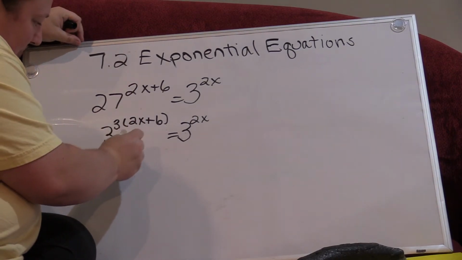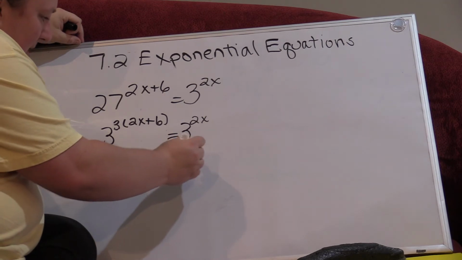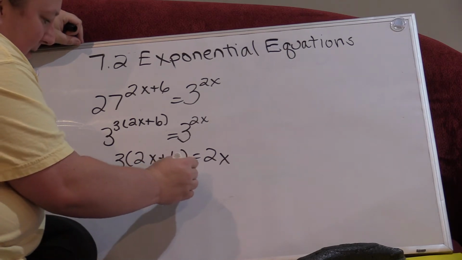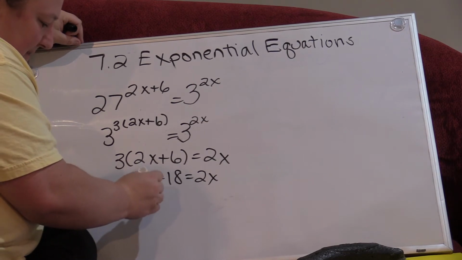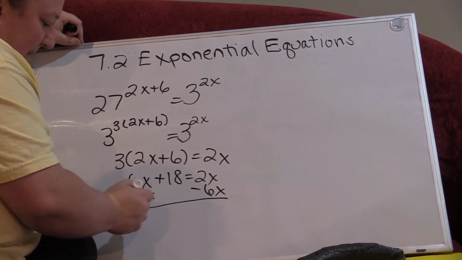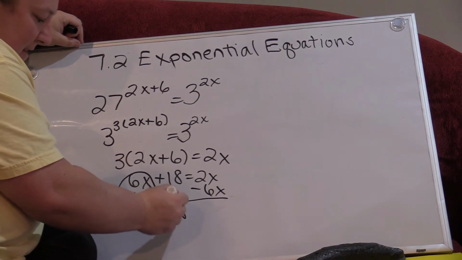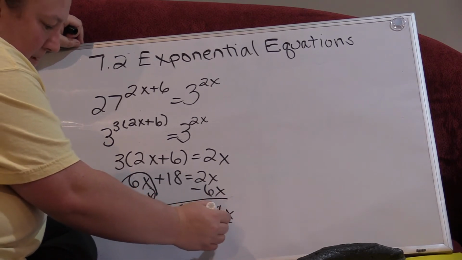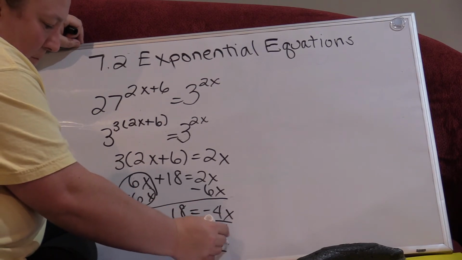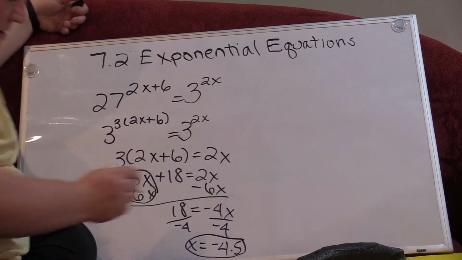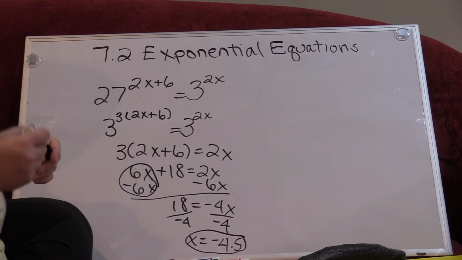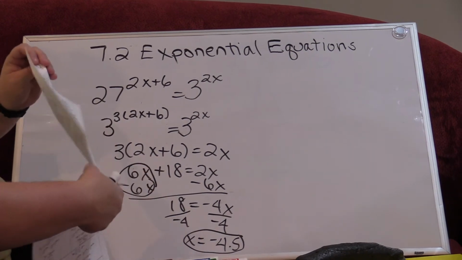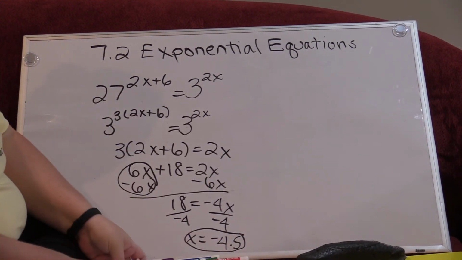So I have 3 times 2x plus 6 equals 2x. I have 6x plus 18 equals 2x. Subtract 6x. That becomes 0. 18 equals -4x. Divide by -4. X equals -4.5. And that's how we solve that one. Now, let me do a few more, and then we'll be done with the video and we'll move on to our next video.